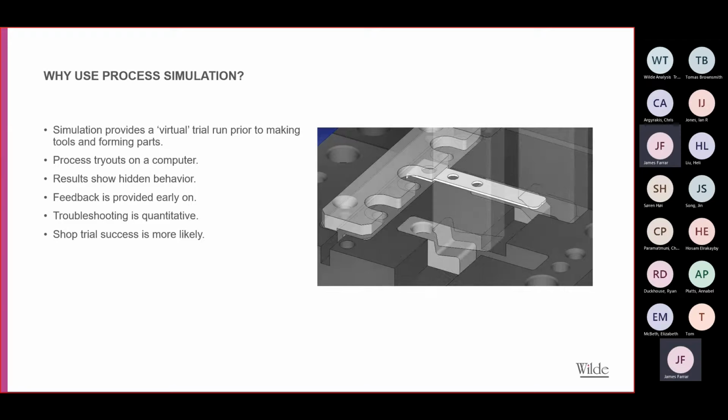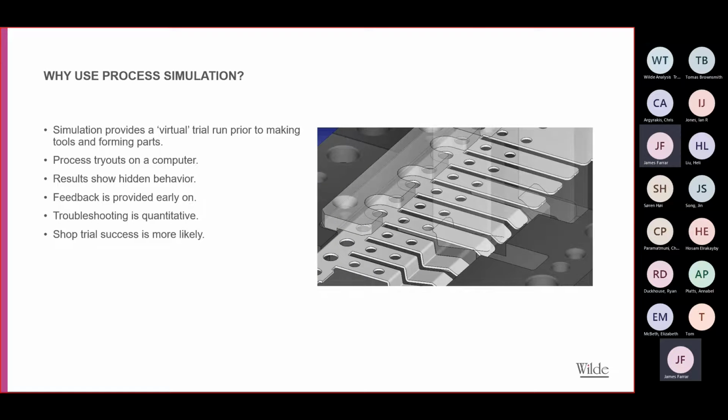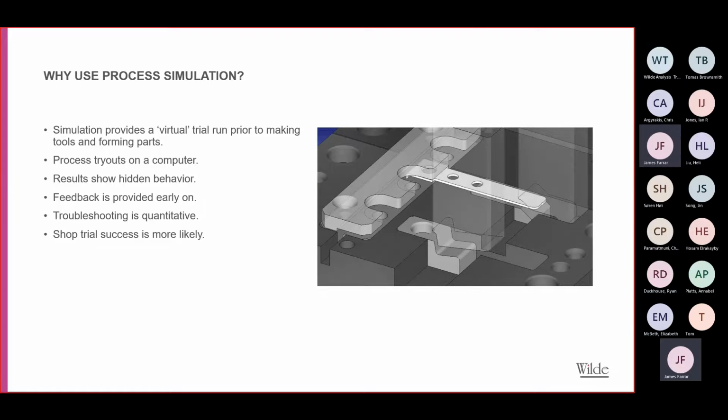So you can run the tryouts on the computer in some sort of system. You can look at more detailed results in terms of the hidden behavior, what's going on inside the material. You can get that feedback really early on, and you can troubleshoot the process and the product. And hopefully this will enable you to have much more successful trials for your manufacturing process.